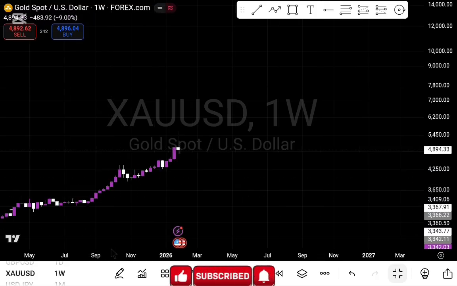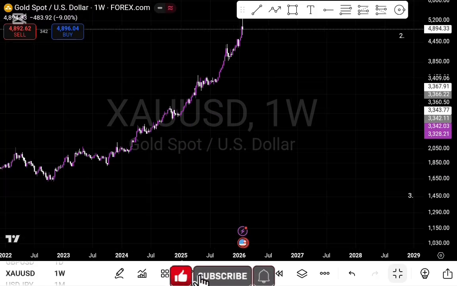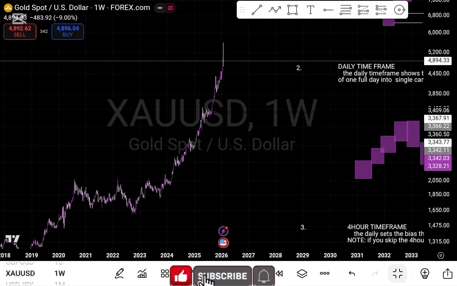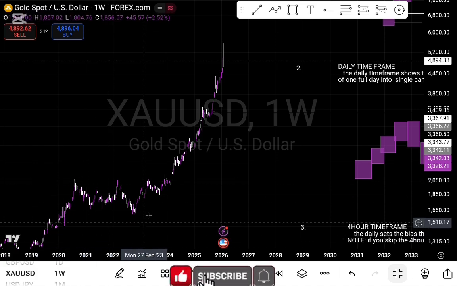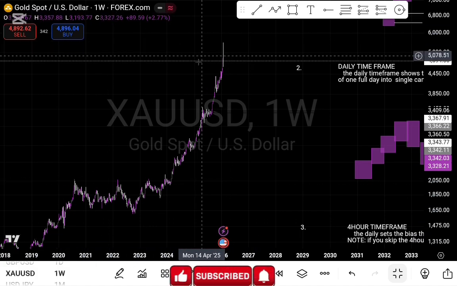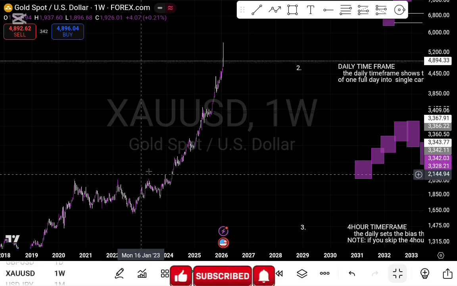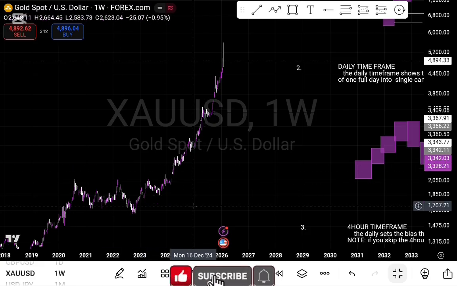Just imagine how long it takes for this price action here to form. All this price action that happened, all this buying that happened, just imagine how long it took for this price action to happen. Wow, that is massive. That is a whole lot of time that it takes for this price action to happen.